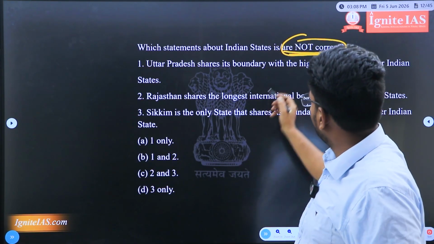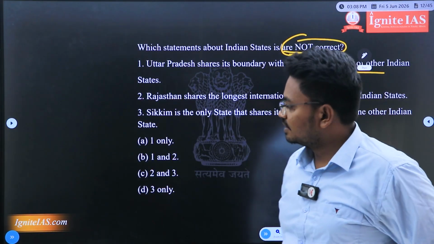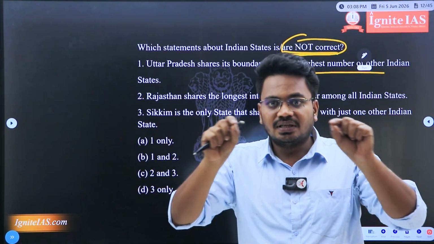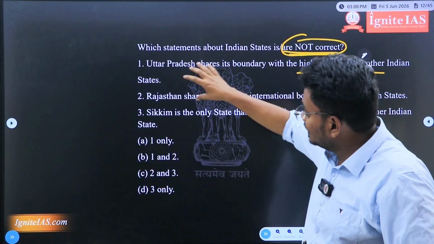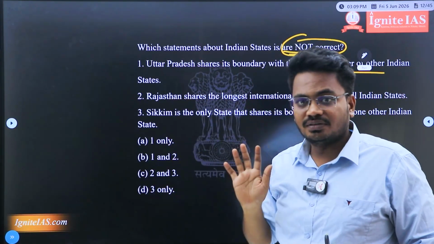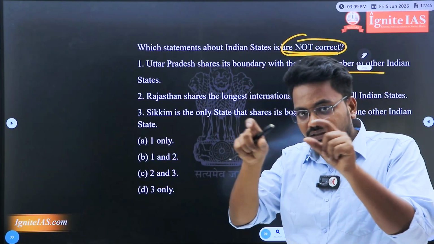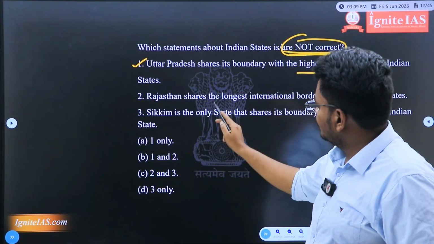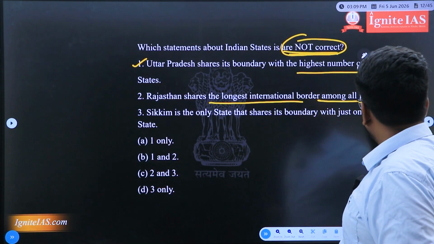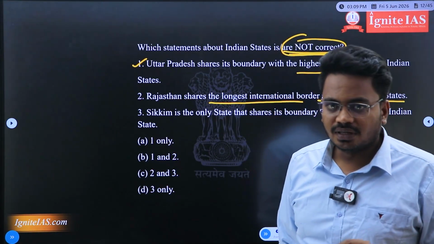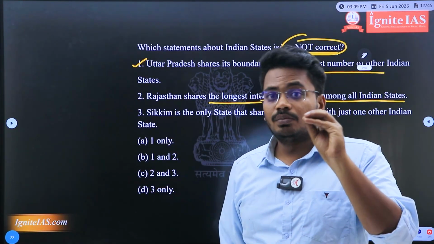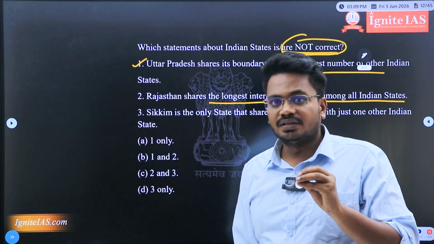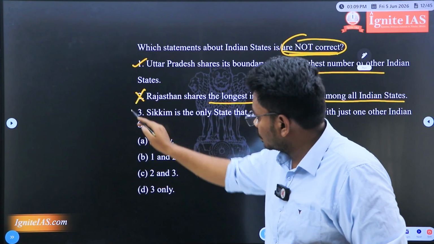Uttar Pradesh shares its boundary with the highest number of other Indian states. So he is saying that Uttar Pradesh will be sharing its boundary with the majority of the states. Yes, it is correct. Uttar Pradesh shares its state boundary with 8 different states. Okay, so statement 1 is correct. Rajasthan shares the longest international border among all Indian states. No, this is a wrong statement. Which state shares the longest boundary with another country? It is West Bengal, which shares its boundary with Bangladesh. So statement 2 is wrong.